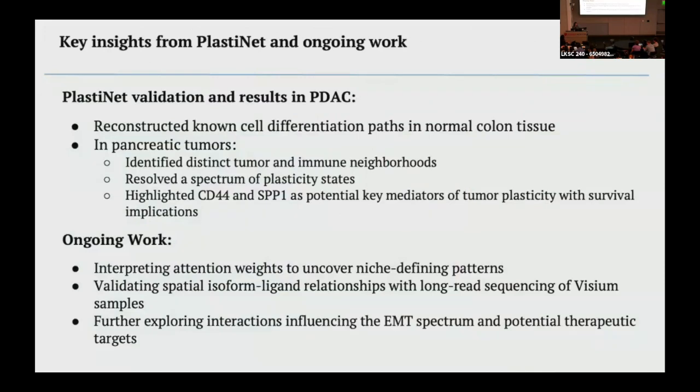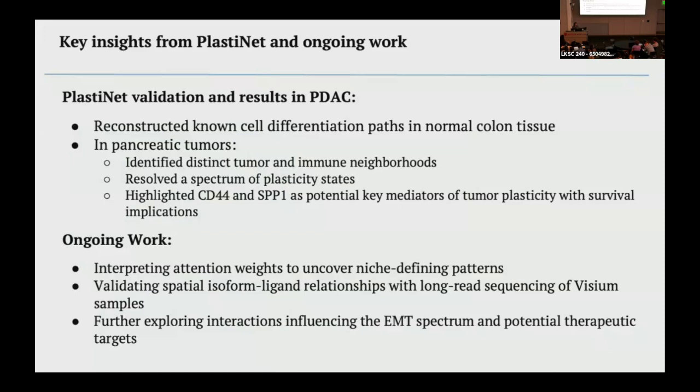And although much work is left to be done, we have been able to reconstruct cellular differentiation paths in normal colon tissue, as well as apply this to tumor tissue to identify neighborhoods, as well as resolve a spectrum of plasticity states. Through this analysis, we identified the CD44 SPP1 axis as a potential important mediator of tumor cell plasticity, specifically in the isoforms, with preliminary evidence suggesting preferential binding and impacts on survival.